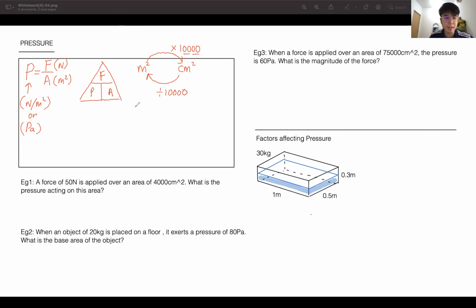Sometimes if you are given like kilonewton, let's say 50 kilonewton, convert it to Newton. So 50 times 1000 equals to 50,000 Newton. Only then you put in the formula. Cannot put kilonewton in the formula.